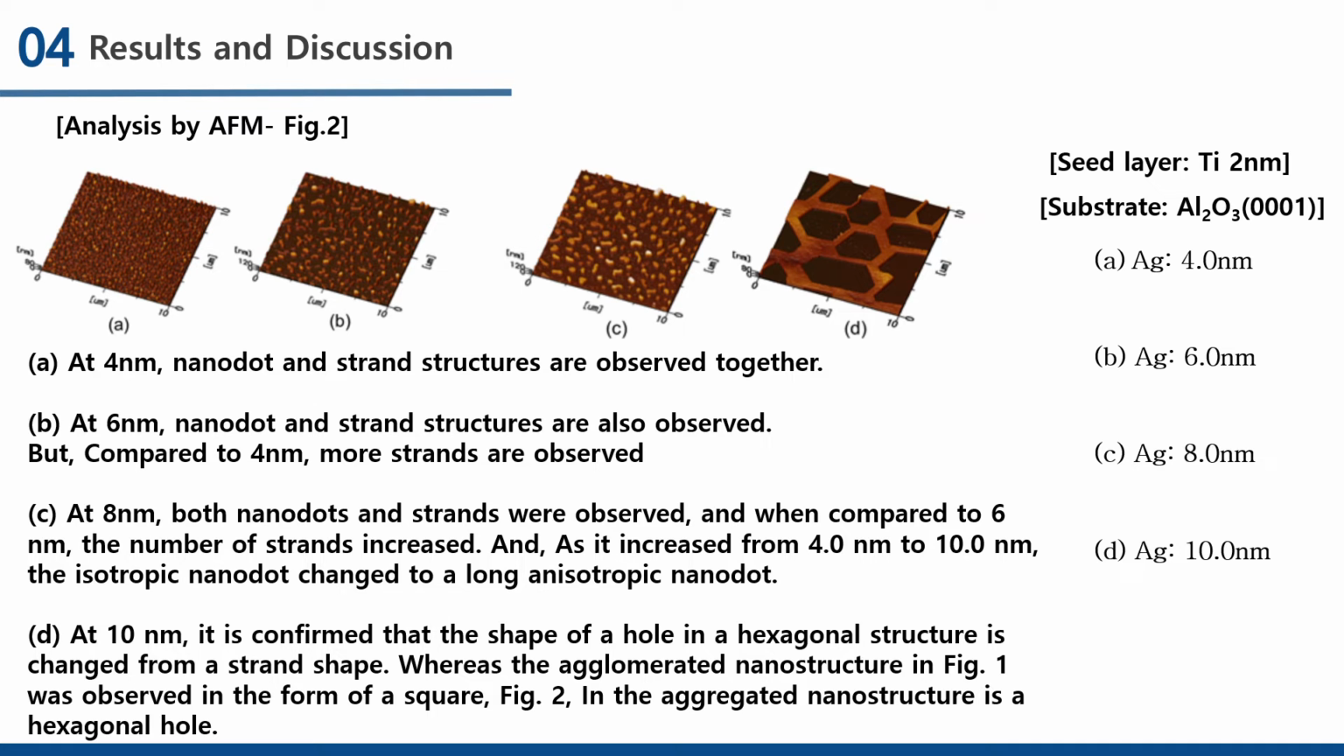At 10 nanometer, it is confirmed that the shape of a hull is a hexagonal structure changed from a strand shape, whereas the agglomerated nanostructure in figure 1 was observed in the form of a square, in figure 2 the agglomerated nanostructure is a hexagonal hull.